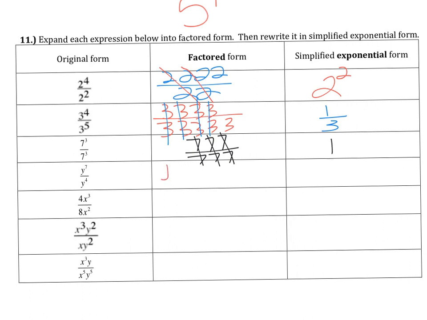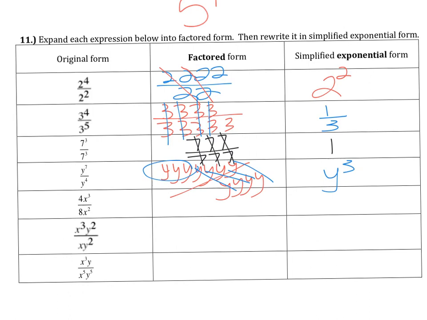Y to the 7th, so we're going to have 1, 2, 3, 4, 5, 6, 7 y's over y to the 4th, that's 4 y's. We're going to simplify 1, 2, 3, 4 y's, so we have 3 y's left over, and they are in the numerator, so they're going to stay in the numerator as y cubed.